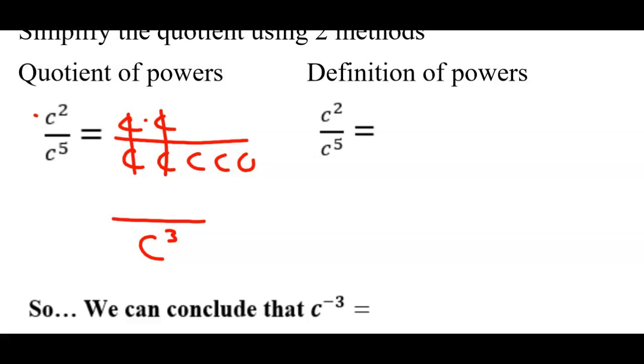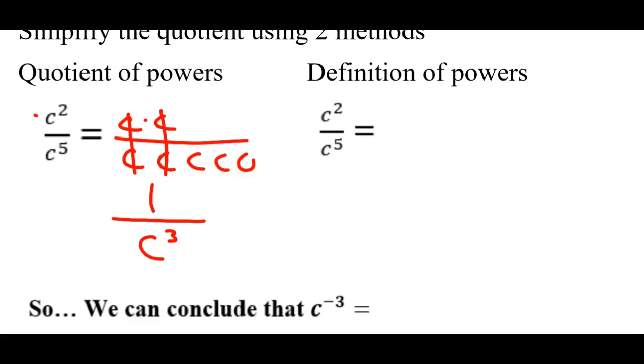What about here? What do I write on top? 1. Just to hold that place, not 0, because 0 divided by something is 0. This is 1 divided by whatever my C is equal to the third power. Right? Okay, very different. Now, what if I use my rule?